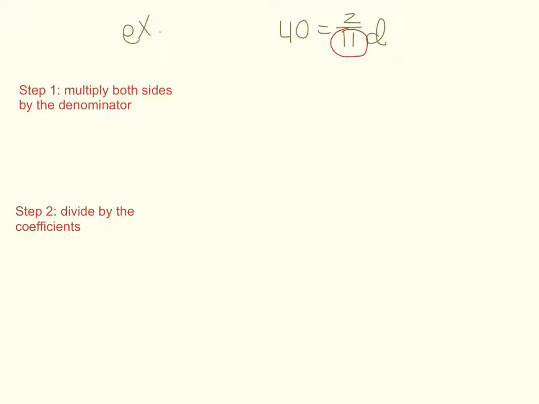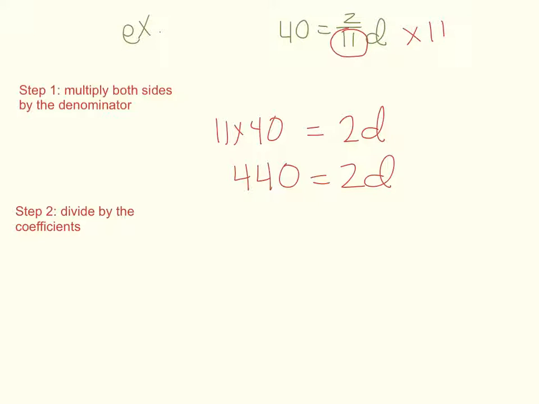If I multiply both sides by 11, so I have 11 times 40 equals, and then if I multiply 11 times 2/11ths d, oops, sorry, that was supposed to be an 11, then that just leaves me with 2d. And 11 times 40 is 440, equals 2d. And now you'll see we have a much more simple equation that we can work with. And this time all we have to do is divide by the coefficient 2.